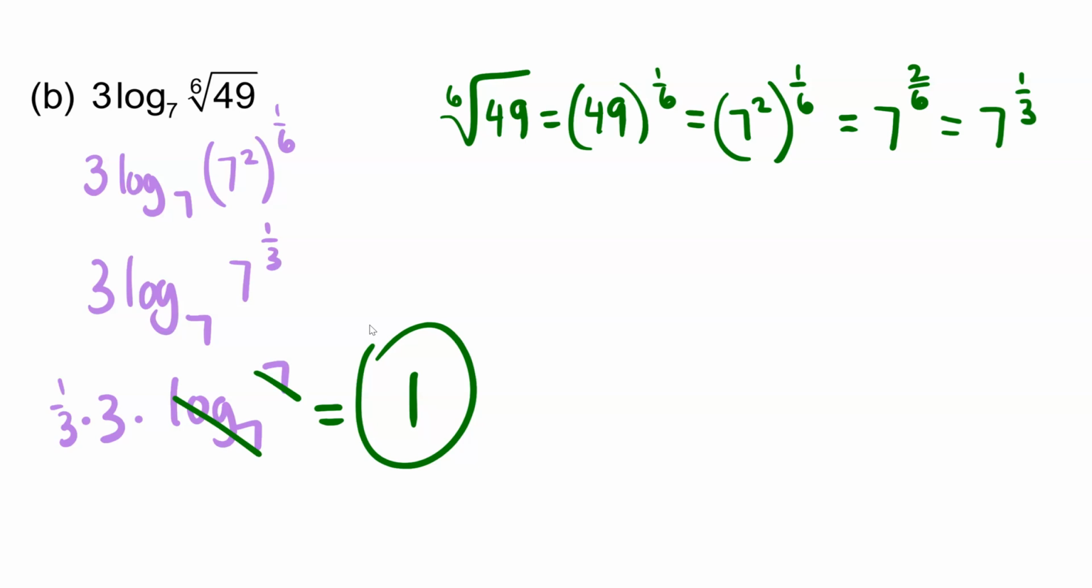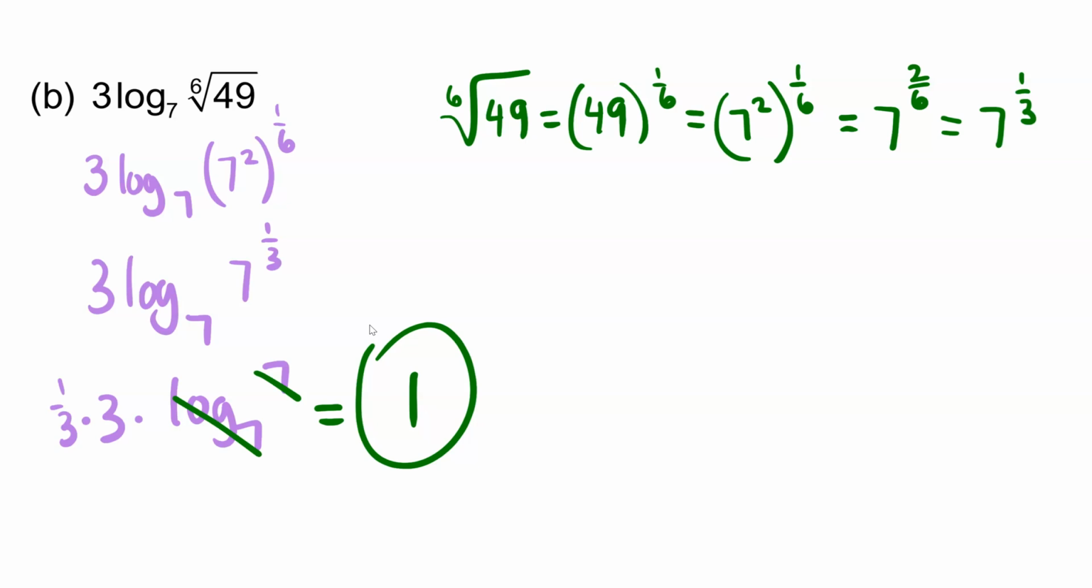So the first thing I see is base 7, so usually I'd like to write the inside with 7 as my base, 7 to some power, that'd be great. So I start with the sixth root of 49, the same thing as 49 to the 1/6 power. And then I know 49 is just 7 squared, so if I have 7 squared to the 1/6, you multiply those two exponents, because that's the exponent rule. 2 times 1/6 is 2/6, which is just a third. So this is the same thing as 7 to the 1/3.